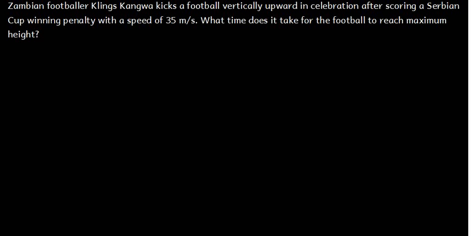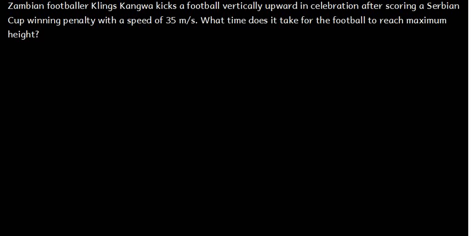So we have a question under free fall motion. The question is saying Zambian footballer Kalinga Sikwanga kicks a football vertically upward in celebration after scoring a Serbian Cup winning penalty with a speed of 35 meters per second. What time does it take for the football to reach the maximum height? So you can pause the video and work it out, and then you continue with it.